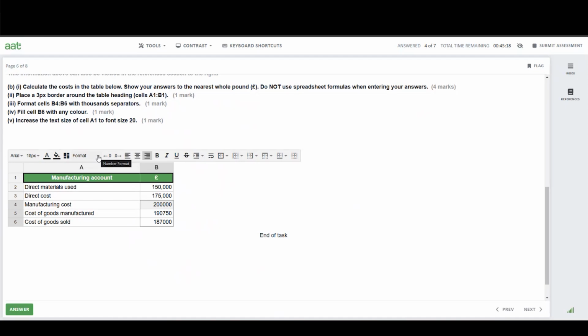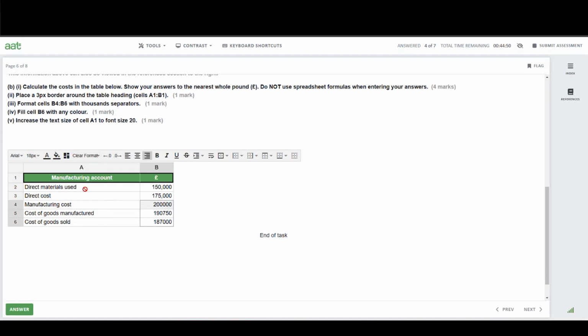So let's click next to format. Can we see there's a little drop down there that says number format? So if we click on the arrow there, we can see here that we have an option for thousands. Not accounting. Although accounting would give us a comma, can you see it gives us a pound sign and 2 decimal places? So that's not what it's asking for. It's just asking for a 1,000 separator.